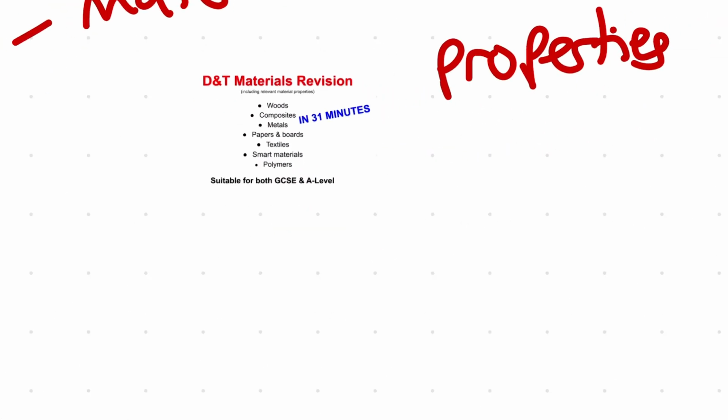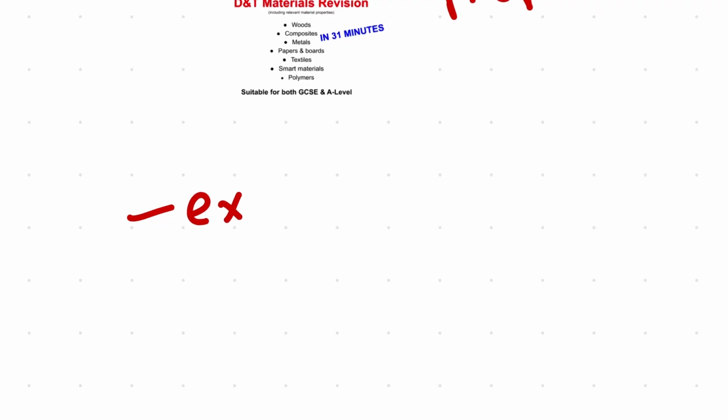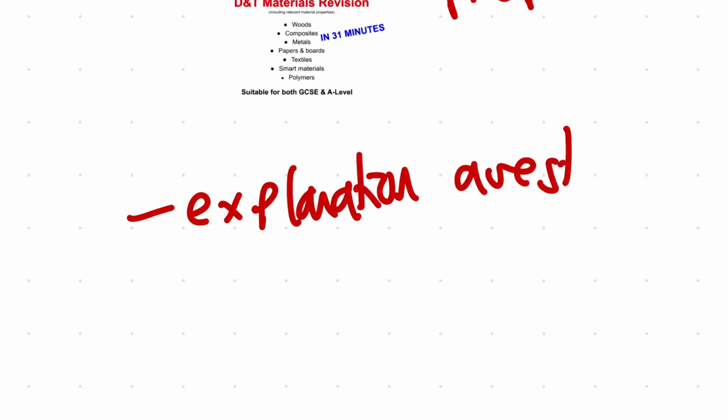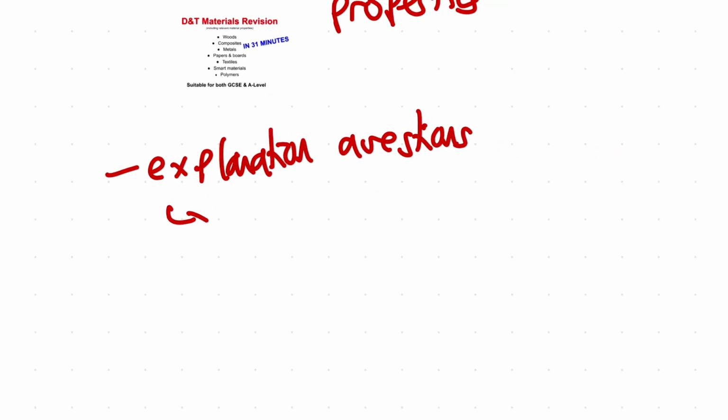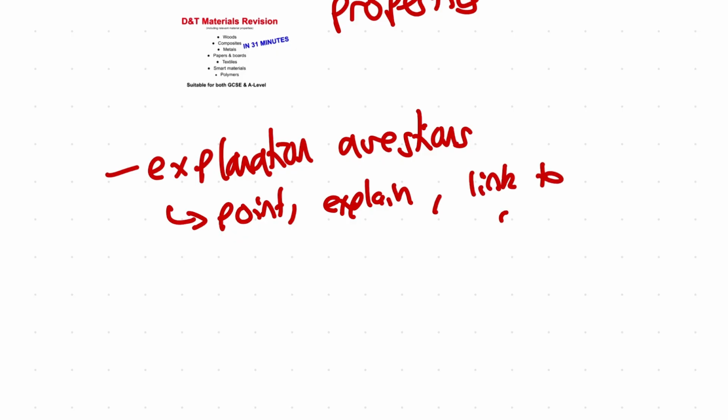Okay, next is going to be the explanation questions. For example, explain one reason for using shape memory alloys to make the wire flowers. In these questions, you need to make a clear and short point and then give a reason for that point. If it's a 3-mark question and they want one reason, your 3rd mark comes from linking back to the product specifically.